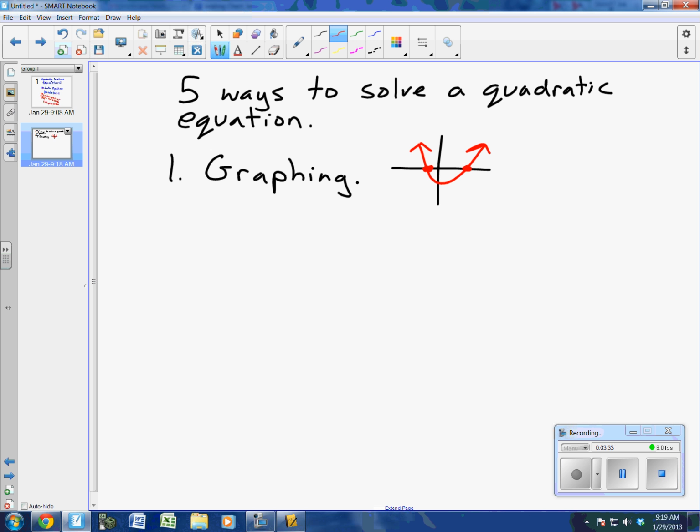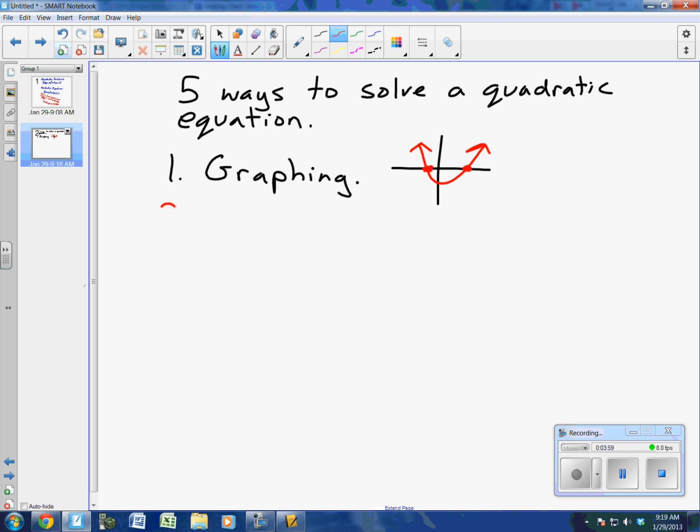However, is it possible that a parabola will not have zeros? Yes, okay, and so that's why we have to have other methods. Also, by graphing, the answers are not always exact. They're approximations. Sometimes you can make them exact, depending on what they are, but sometimes they're just approximations. And it can be tedious and long sometimes, so it's not always the fastest way.